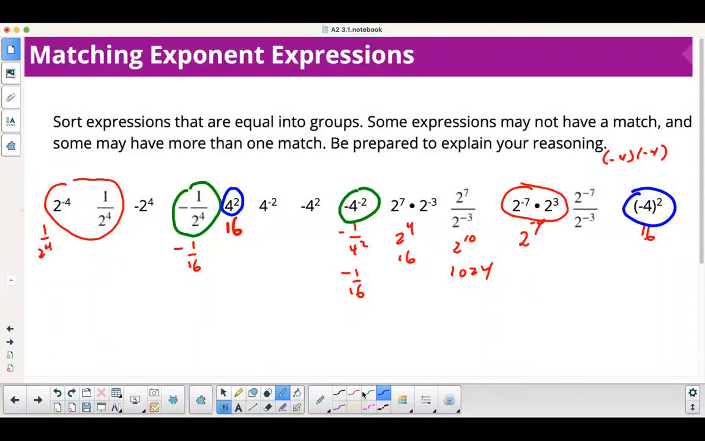Let's see here. This one would be -16 because when there's no parentheses, it's -2 times 2 times 2 times 2. It's not -2 times -2 times -2 times -2. It's just one negative in the front. This is going to be 1 over 4 squared, which would be 1 over 16. This is going to be -4 times 4, so that's -16. I can group those together.